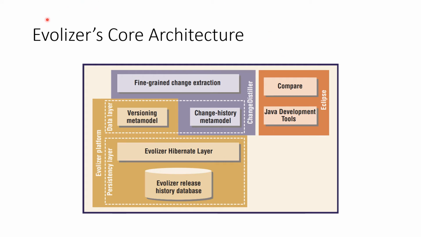Here comes Evolizer's core architecture. This design mainly depends upon the Eclipse tool. The Evolizer platform has a persistency layer and a data layer. In the data layer, we have a versioning meta model, and in the persistency layer, we have the Evolizer Hibernate layer and the Evolizer release history database. In these three models, the source code and all the data that has been changed is present.